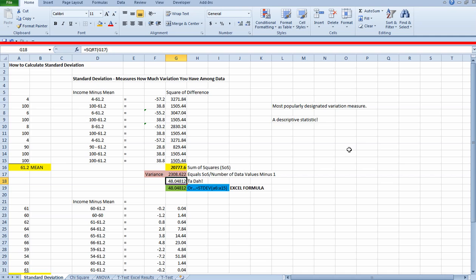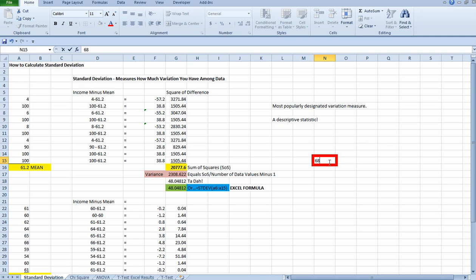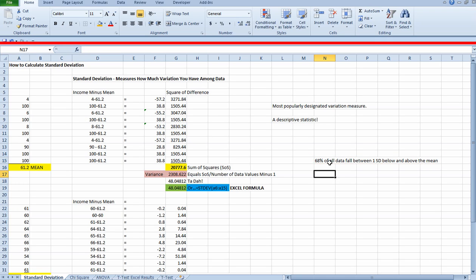So remember that 68% of all data fall between one standard deviation below and above the mean. So what you're really looking at here is 61, the mean, plus 48, and 61 minus 48, and that's going to give you the general level of where the variation, 68% of the data fall.